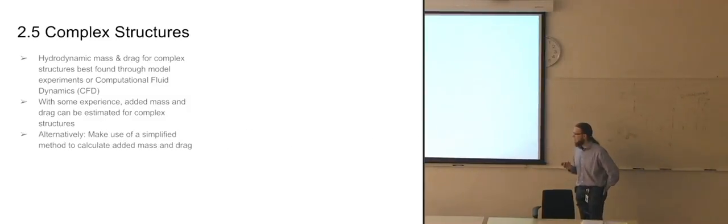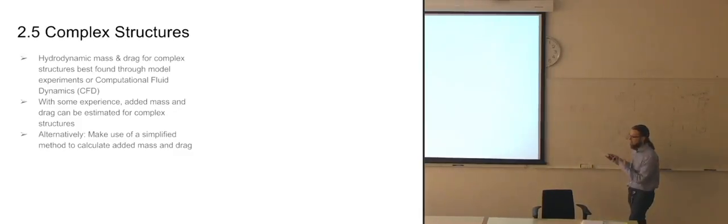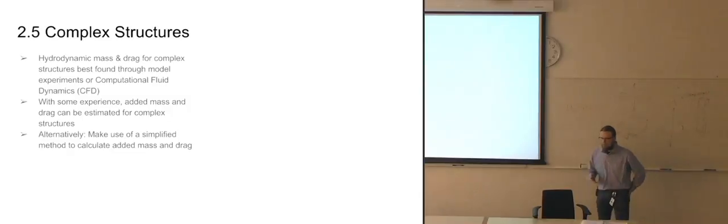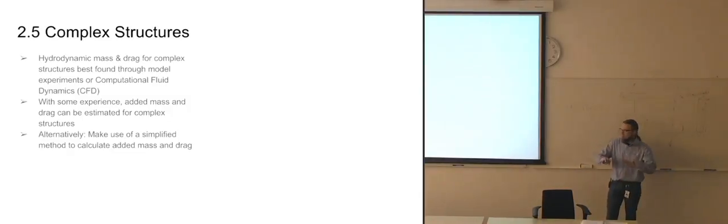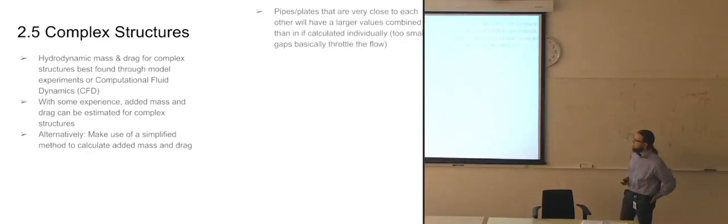The alternative is to make use of the simplified methods that we've already started looking at in order to calculate it. So basically just simplifying the entire structures, looking at different ways of calculating just parts of the structure and then adding those together afterwards.